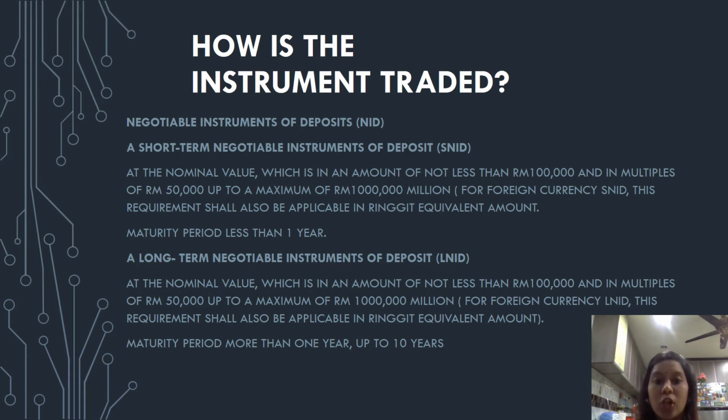Okay, for a long-term negotiable instrument of deposit, LNID, at the nominal value which is in an amount of not less than RM 100,000 and in multiples of RM 50,000 up to a maximum of RM 1 million for foreign currency LNID. This requirement shall also be applicable in ringgit equivalent amount. Maturity period more than 1 year up to 10 years.